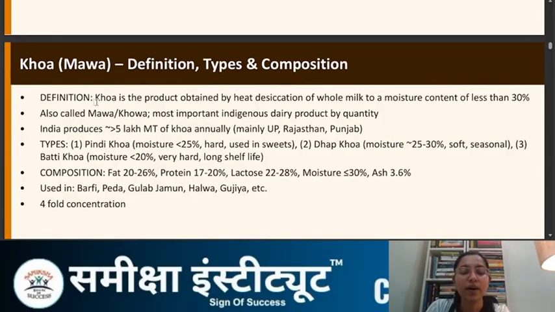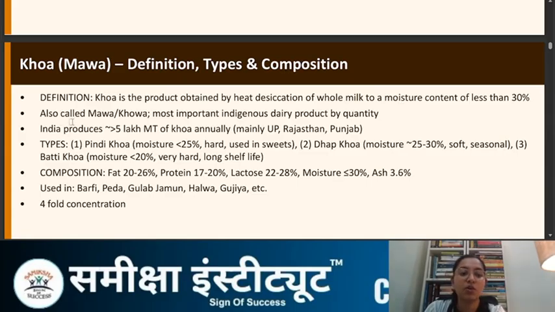So the second product is khoa or mawa. What is khoa? It is basically a heat desiccated product. It is the product obtained by heat desiccation of whole milk to a moisture content of less than 30%. As said earlier, it is a semi-solid consistency product after heat desiccation of the whole milk and concentrating it.